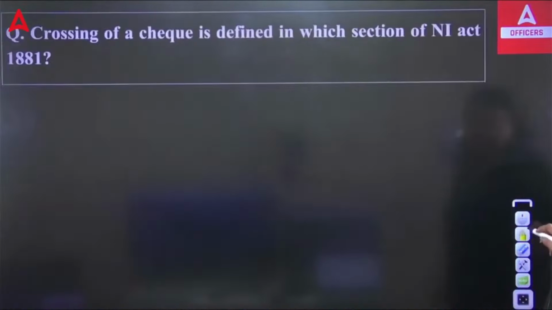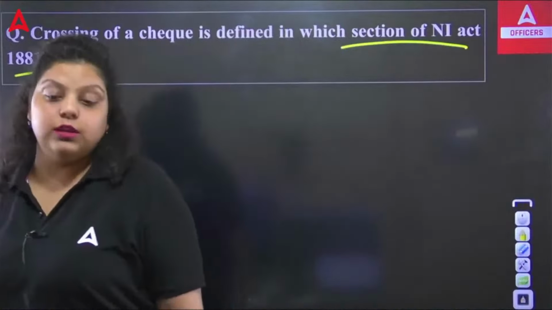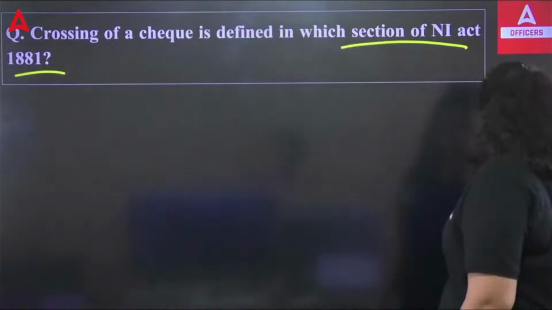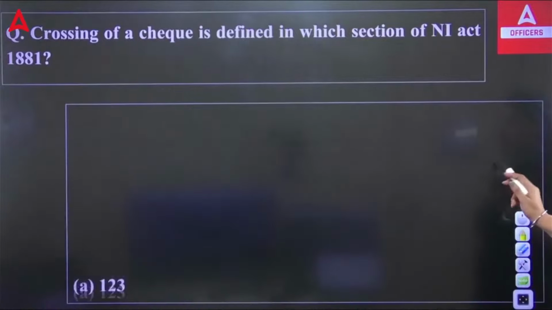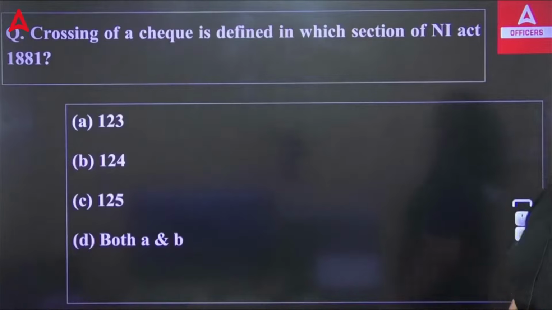Next. Crossing of a check is defined in which section of the Negotiable Instruments Act 1881? So, crossing of a check will be of 3 types. The sections are 123, 124, 125, and both A and B. Which of the following is correct?